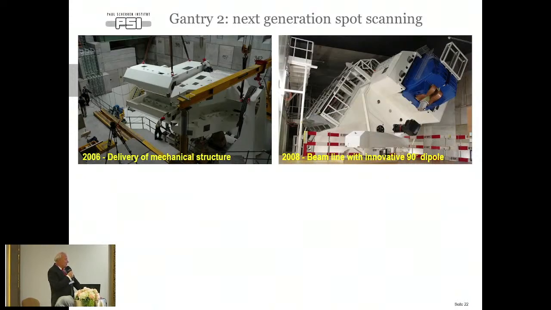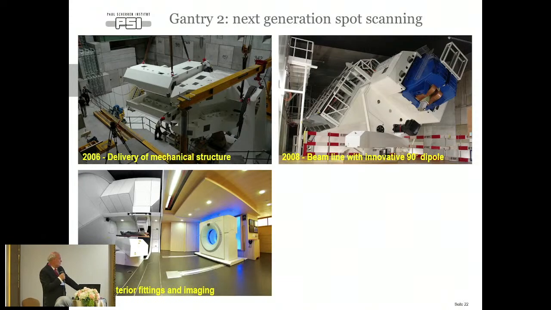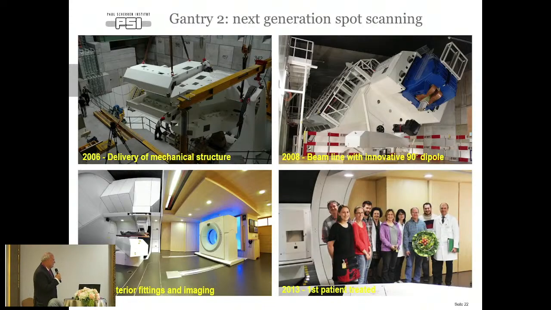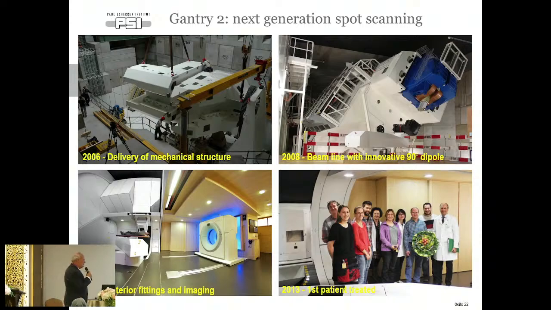Here it is mounted, here it's assembled. You see the vacuum chamber and the black thing. This is a measurement device, a CCD camera to check beam profiles and beam positions. Then we make the room look a little bit nicer for our patient. And in 2013, we treated the first patient on gantry 2.